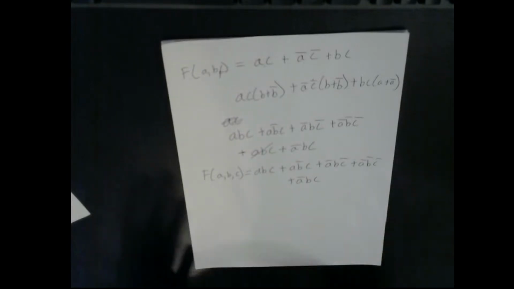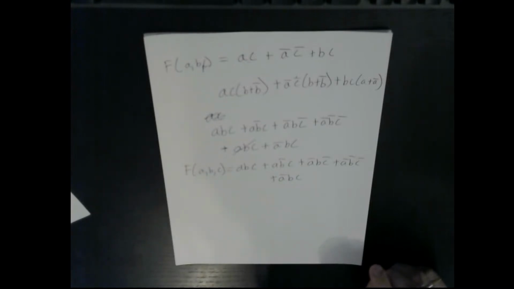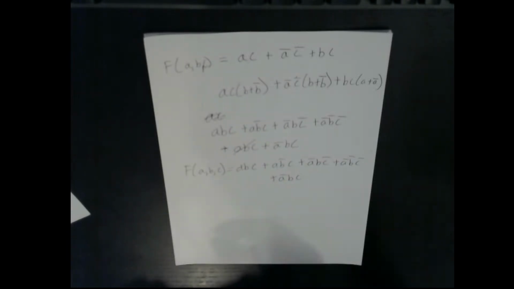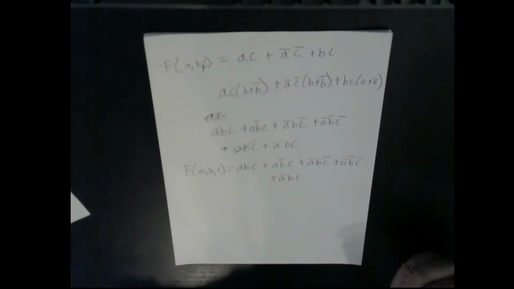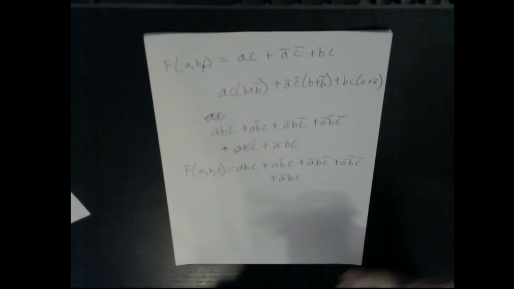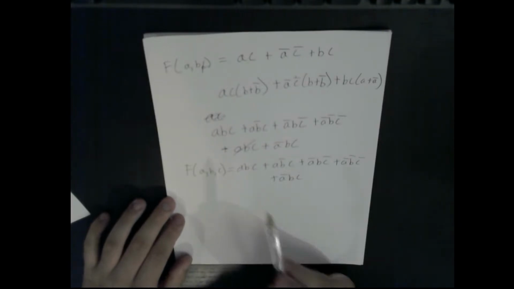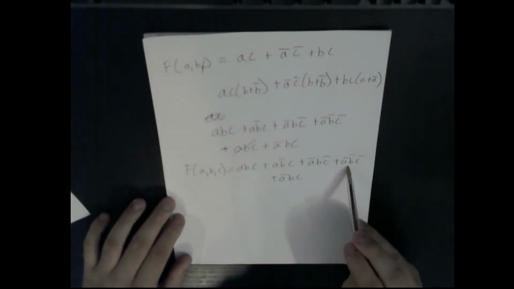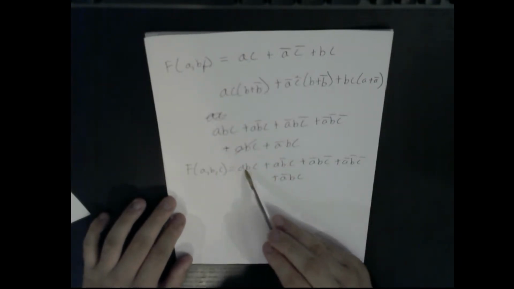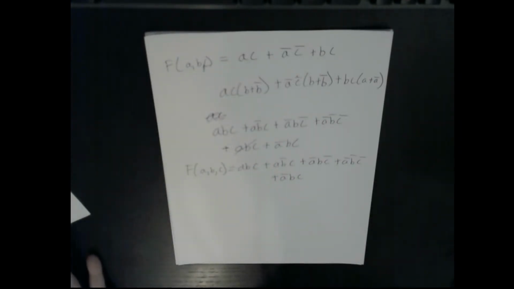So now we understand the SOP expanded form. Now I'm going to talk about minterms. Minterms are the inputs that make the equation go to 1. So we have a sum of products here, right? If any of these terms are true, it doesn't matter if this term is false and this term is true. As long as one of these terms is true, it's going to make the entire equation true.